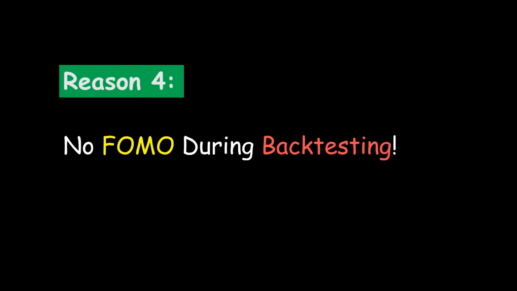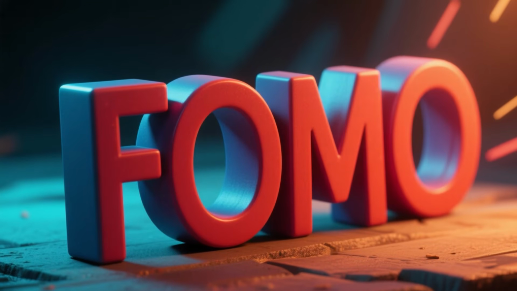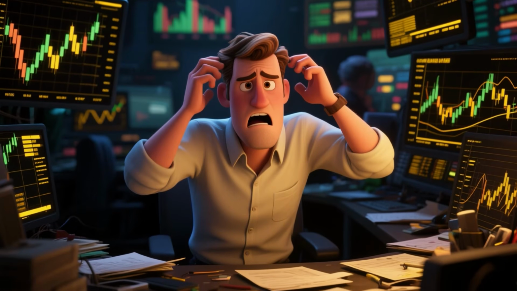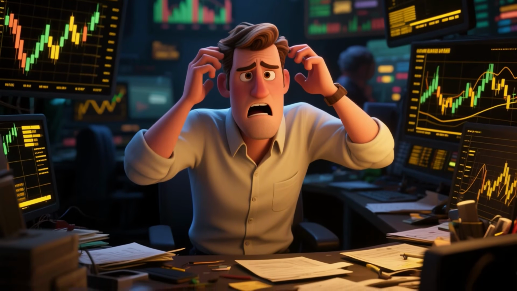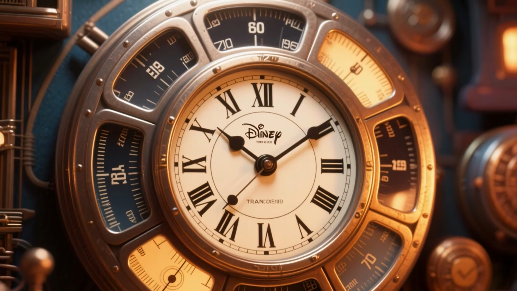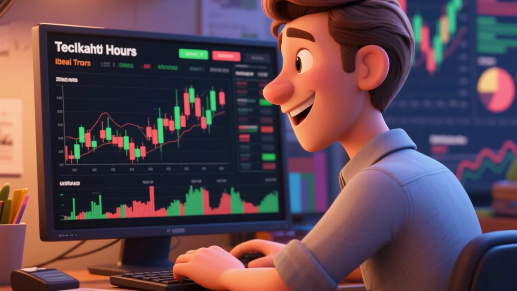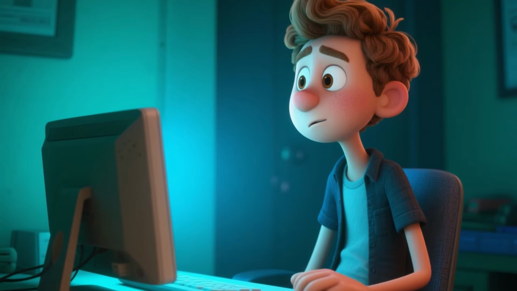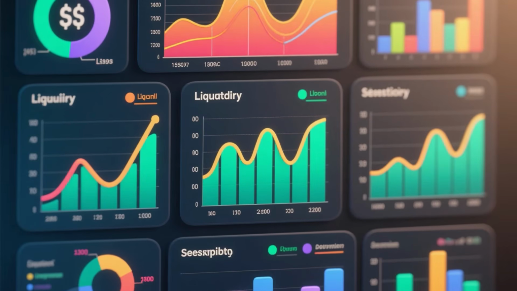Reason 4. No FOMO during backtesting. In backtesting, when price explodes upward, you calmly say, okay, that's where it moved. But in live trading, your brain screams, get in now! You're missing it! That's FOMO. And it's the reason many traders abandon their plan and switch from strategy to emotion.